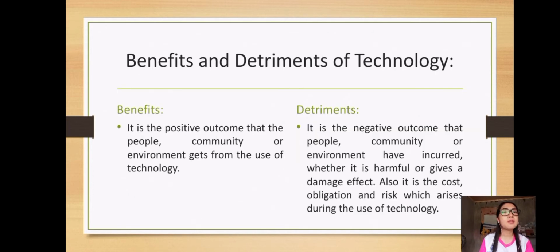So let's define the benefits and detriments of technology. Benefits are the positive outcomes that people, community, or environment get from the use of technology, while detriments are the negative outcomes that people, community, or environment have incurred, whether harmful or damaging. Also, it is the cost, obligation, and risk which arises during the use of technology.